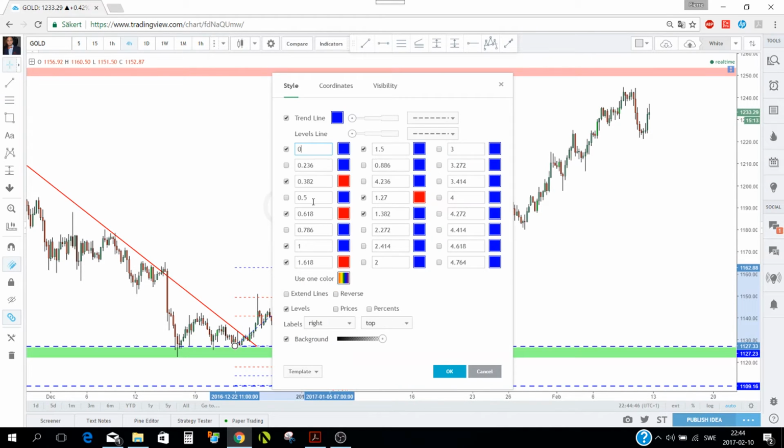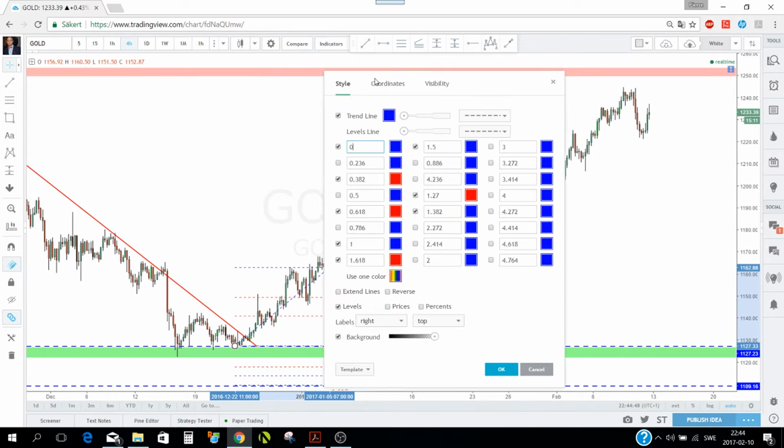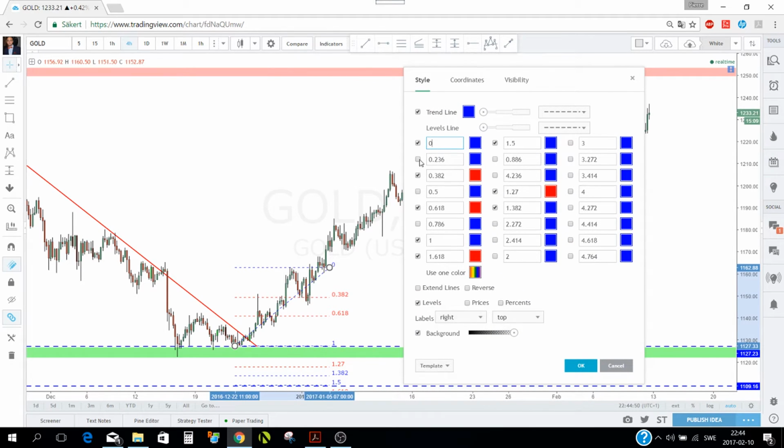If you double click the tool, you can add more levels, like the 23.6, and you can add the 50% that also many traders use. You have the 78.6 also. You have also these extensions. So when you double click it, you can change the color of every one, as I did here. I have the red on this 38 and the 61 because I use them a lot and I want them to stand out.